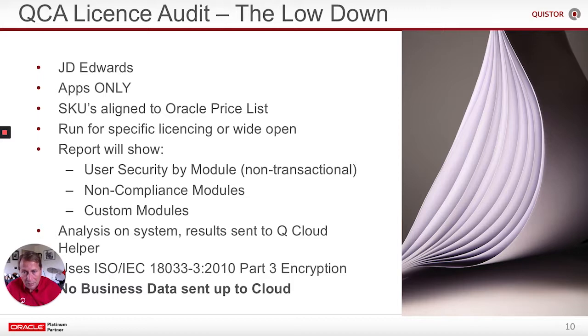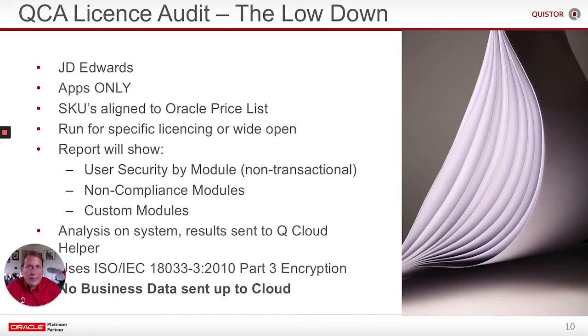It's a very quick process. So it involves downloading a Java applet, which is very quick to install, 20 minutes or so. That does some analysis on the system about your license usage, and then that sends the results up to the Q-Cloud helper. Now that whole process takes no more than a few hours. At most, you should see that your results are available the following day.